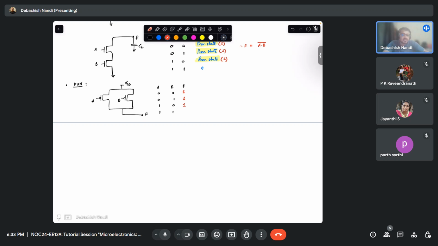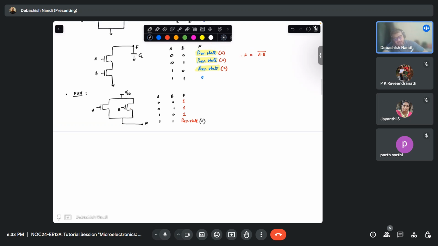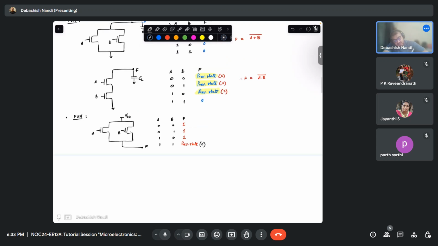And if both the transistors are 1, then what? This is not connected, this is also not connected. So F will hold its own state, that means the previous state. So again, if you see the truth table, this contraption gives you the NAND operation. Okay.